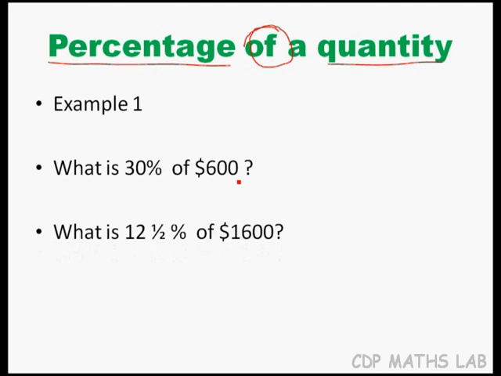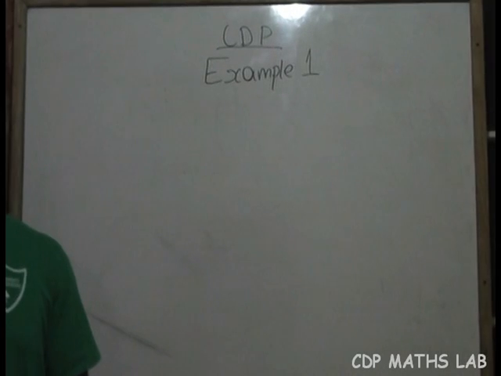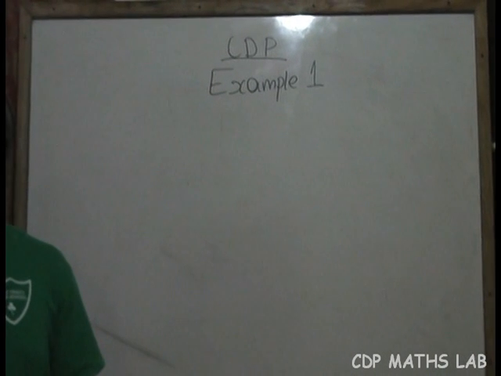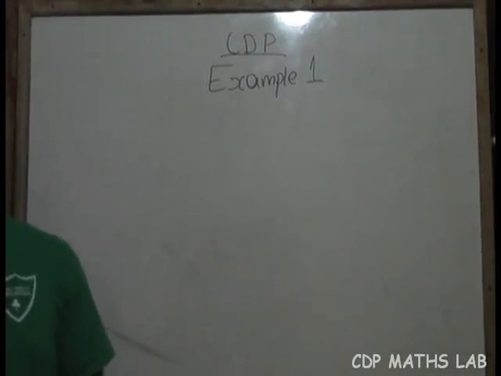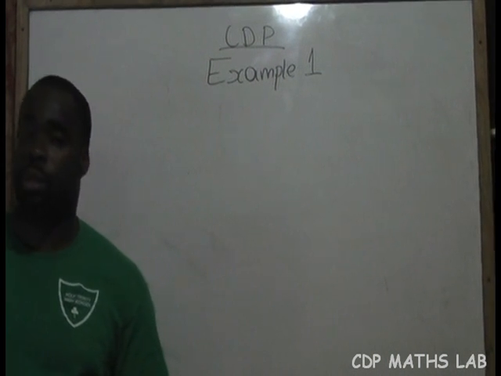The next one. What is 12.5% of $1,600? The next. What is 45%, or sorry, 0.45% of $500? Stay tuned to the video clip that will come right after this. Now we're going to look at percentages of a quantity, and that's a part of the CXC syllabus. How to find the percentage of a quantity.